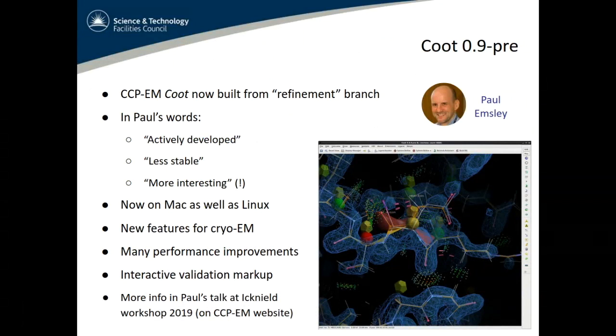As I said, this version has some new features for cryo-EM, but also many performance improvements, and this particularly for dealing with large maps. So there's a lot of places where Coot is now multi-threaded for rendering maps and doing refinements, that kind of thing.